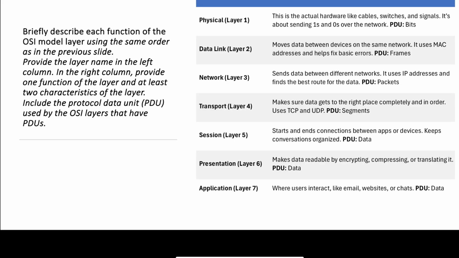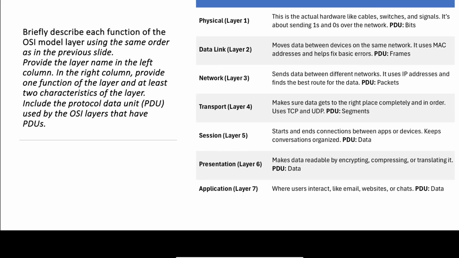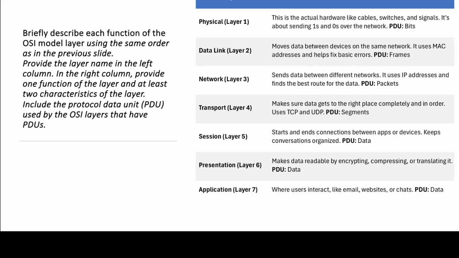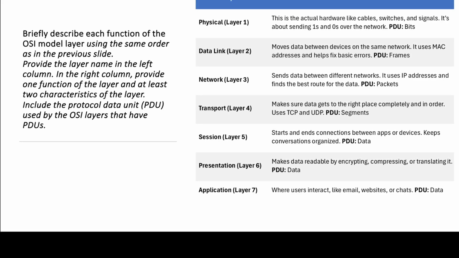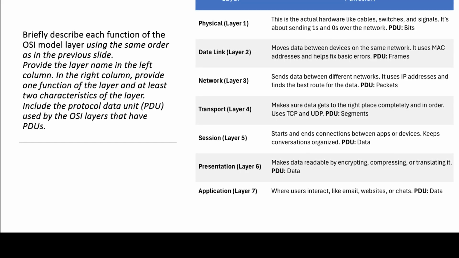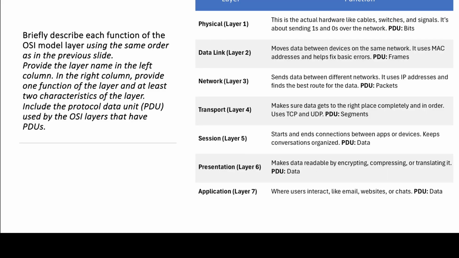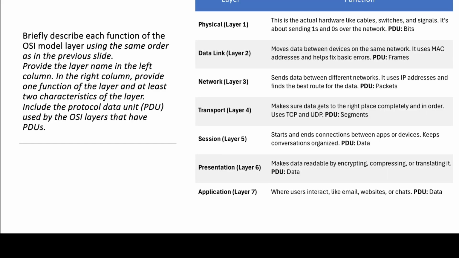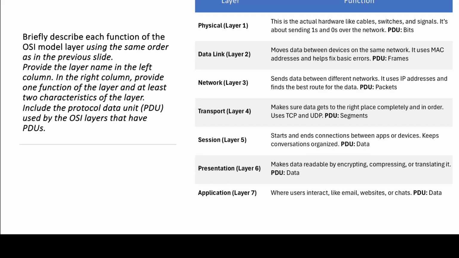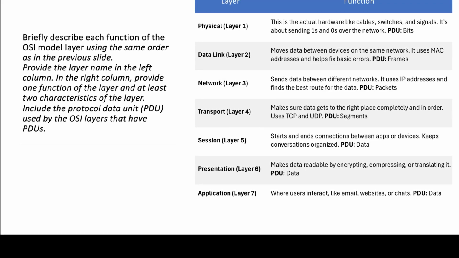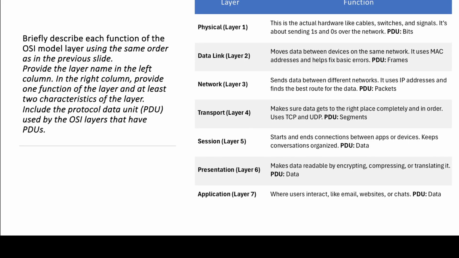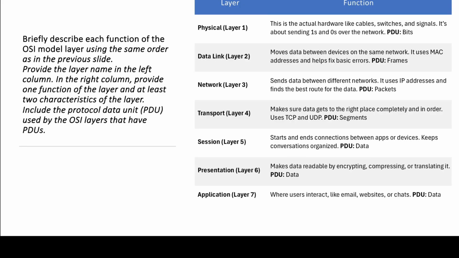So with physical, this moves the signal through cables or wireless, defines connectors and voltages. The PDU is bits. The data link delivers data between devices on the same network using MAC addresses, handles error detection and PDU frames. The network sends data between different networks using IP addresses and routing. The PDU is packets. The transport ensures complete delivery of data using TCP or fast delivery with UDP.